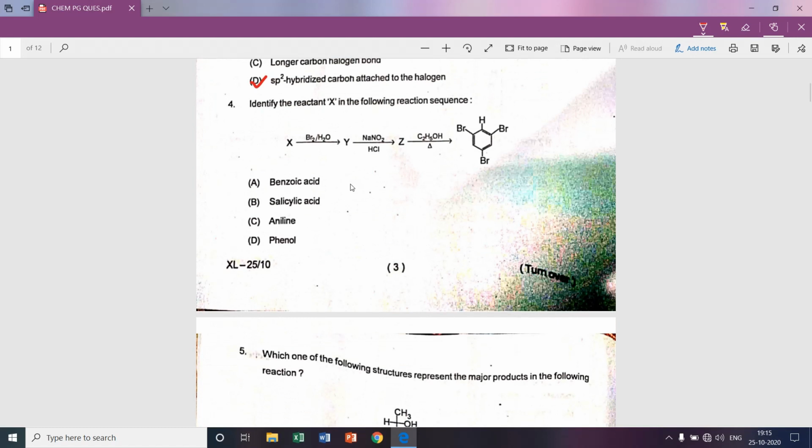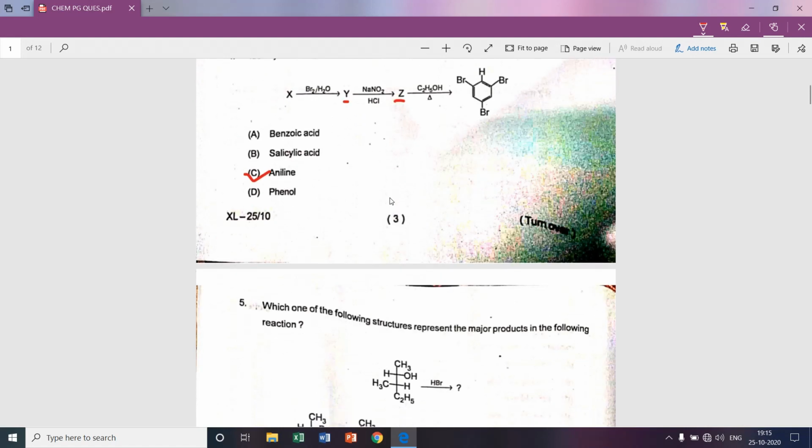Then comes number 4. Identify the reactant X in the following reaction sequence, and here the X will be aniline. When it reacts with Br2/H2O, the Y is 2,4,6-tribromoaniline, and when it reacts with NaNO2/HCl, the Z is BDC, that is benzene diazonium chloride, as we all know. And when it reacts with C2H5OH, it gives 2,4,6-tribromobenzene.